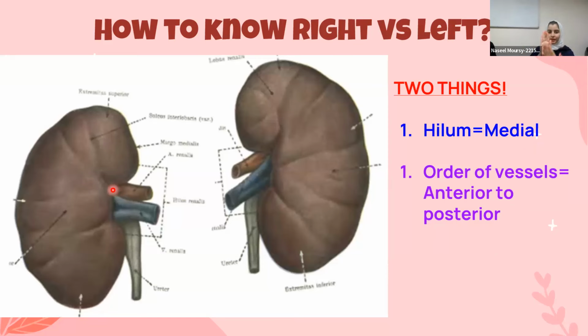And then I ask, am I looking at it from the front or from the back? Then I look at the order of the vessels, the VAP or VAD. When I see that the vein is at the front, that's where the front of the kidney is. And so I can know if it's right or left. You guys got this?